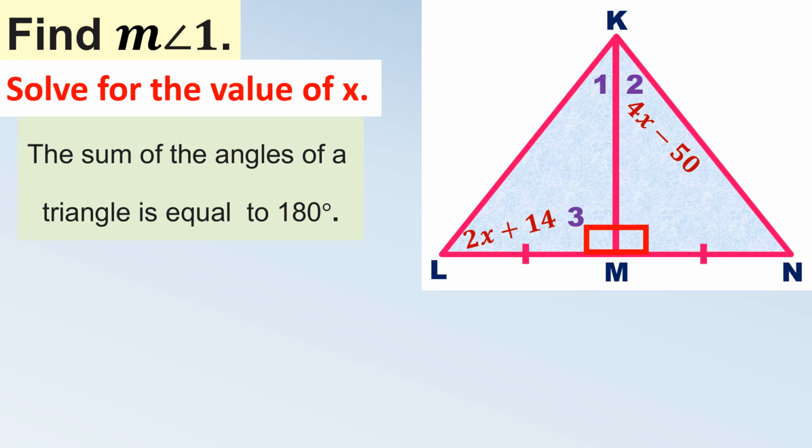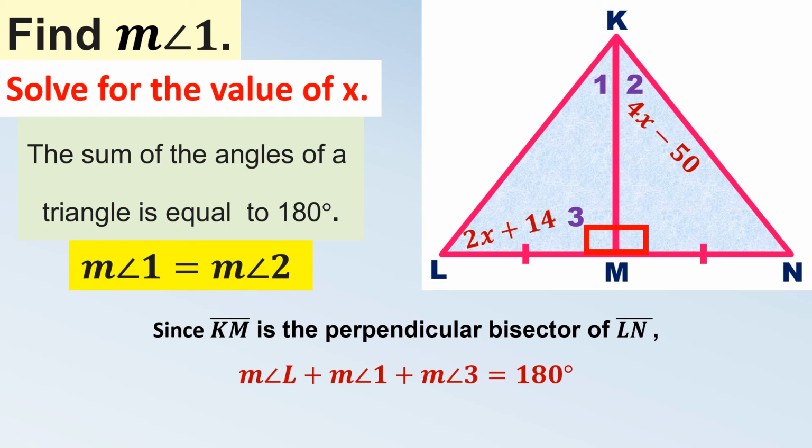Since the sum of the angles of a triangle is equal to 180 degrees, the measure of angle 1 is equal to the measure of angle 2. Since segment KM is the perpendicular bisector of segment LN, we have the measure of angle L plus the measure of angle 1 plus the measure of angle 3 is equal to 180 degrees. As well as the measure of angle L plus the measure of angle 2 plus the measure of angle 3 is equal to 180 degrees.